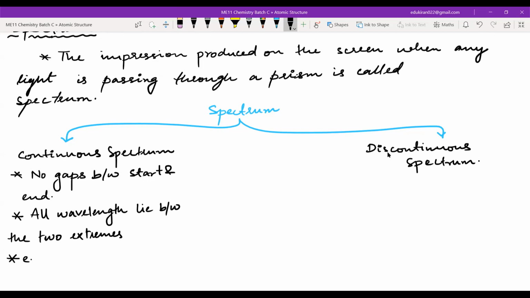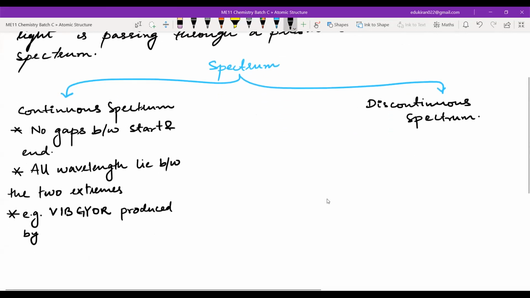An example will be the spectrum produced by the splitting of white light. Okay.